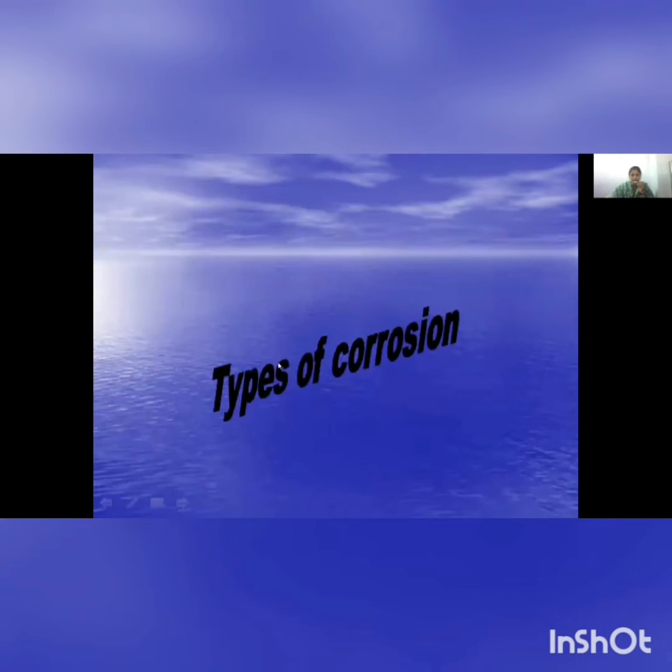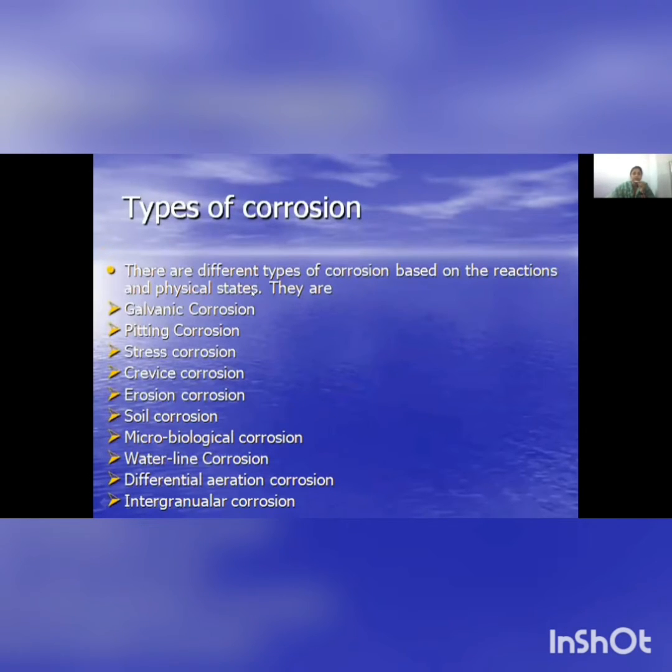How many types of corrosion are there? Generally, there are different types of corrosion based on the reactions. One is galvanic corrosion, and the others are pitting corrosion, stress corrosion, crevice corrosion, erosion corrosion, soil corrosion, microbiological corrosion, waterline corrosion, differential aeration corrosion, and intergranular corrosion.